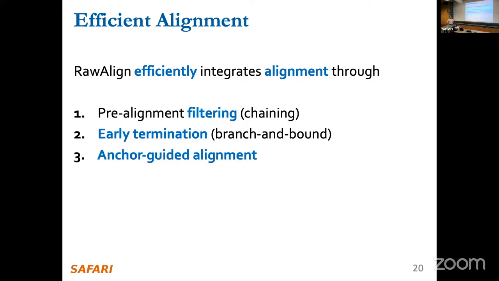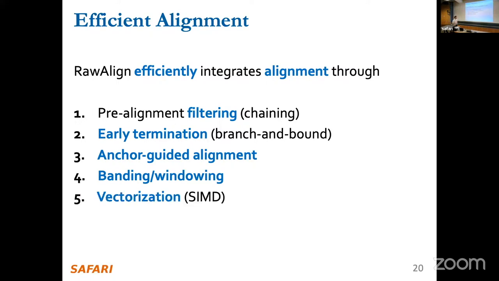Then you can do anchor guided alignment, basically just align the bits between the red dots that I showed earlier instead of the full square table. You can do banding, windowing, which is like going only through a diagonal band of the matrix. It's also an old technique. And then, of course, finally, you can work from the hardware side and implement it very efficiently.